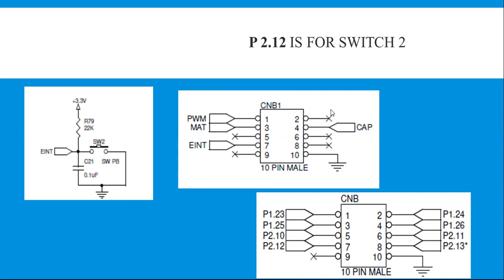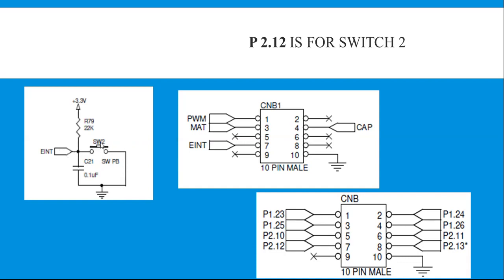Now let us consider the switch. In this schematic we have a switch that is connected to a terminal called external interrupt. This switch can be used for both external interrupt as well as to control the devices. Here the switch terminal external interrupt corresponds to connector B. In connector B, the 7th pin is connected to external interrupt. At the microcontroller side, in connector B, the 7th pin corresponds to P2.12, that is the 12th pin of port 2. So the 12th pin of port 2 is in turn connected to the switch.